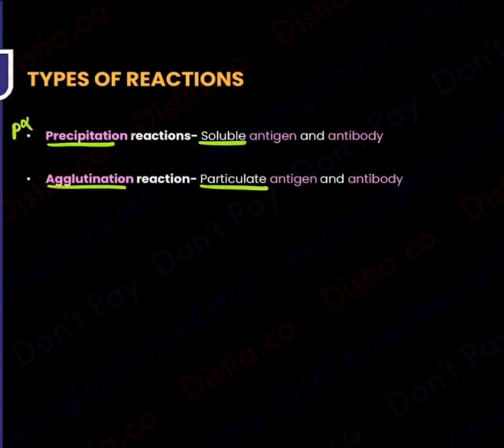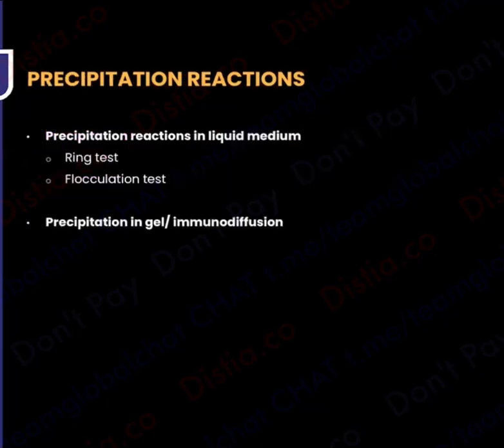Remember, P is not for P, my favorite mnemonic which I use everywhere in path and in micro. So P is not for P. For precipitation, will you add particulate antigen? No, you will add soluble antigen. And for agglutination, you will measure the particulate antigen. So let's start one by one.